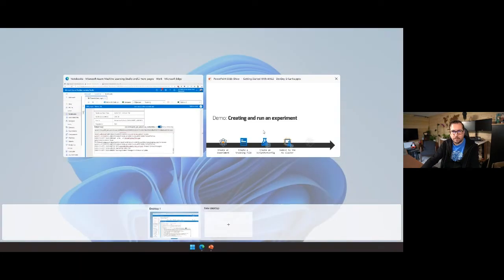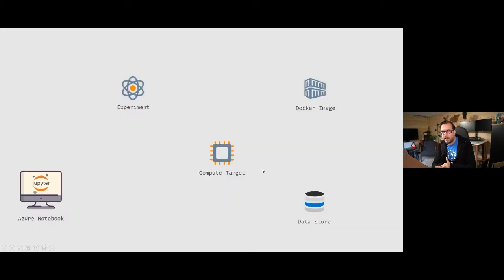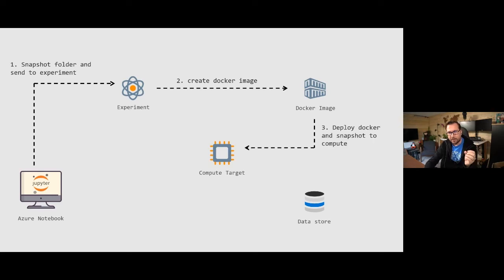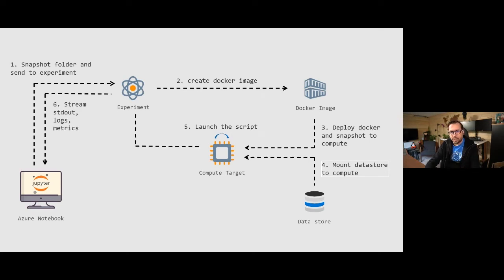So let's go back to the presentation while we wait for this and have a look at what is actually happening underwater. So we have this Azure Machine Learning notebook where we were in. When we said submit our experiment, it snapshotted the folder with my training script and all the other resources that are in the training folder and copied them over to the experiment. Then it started to create this Docker container, a Docker image, according to my specifications, or picked out a curated environment. Then it deployed that Docker container to my Azure Machine Learning compute and mounted my data stores to that compute. Then launched my training script and started streaming the output of the training script and all the other log files back to my experiment.